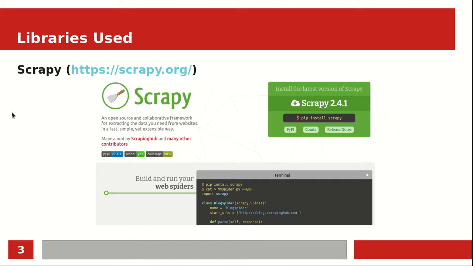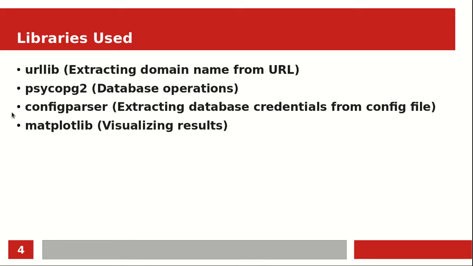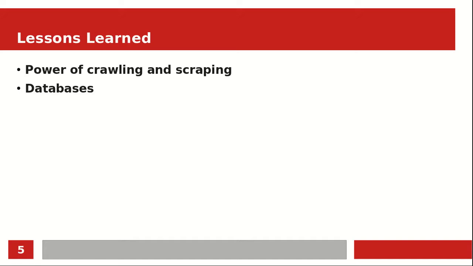The libraries I used include Scrapy, which is an alternative to Beautiful Soup but has more crawling capabilities. I also used urllib for extracting domain names from URLs, psycopg2 for reading and writing to a database, ConfigParser for extracting database credentials from a config file, and matplotlib for visualizing results.